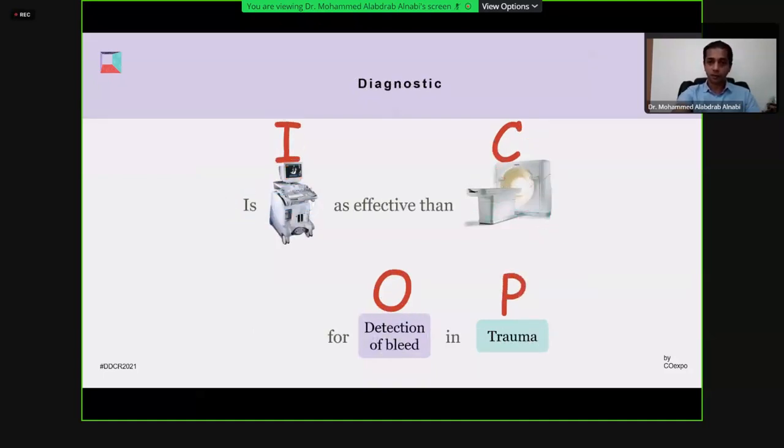You can make these into a title by doing a simple English sentence. Is Plavix more effective than aspirin for prevention of stroke post-TIA? Simple. Or for the diagnostic study, is ultrasound as effective as CT, or more effective than CT, for detection of bleed in trauma? Usually for diagnostic it would be like non-inferiority. Anyway, this is a simple way of telling whether this title fits my needs or not.